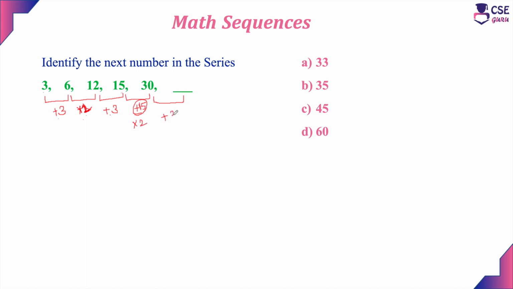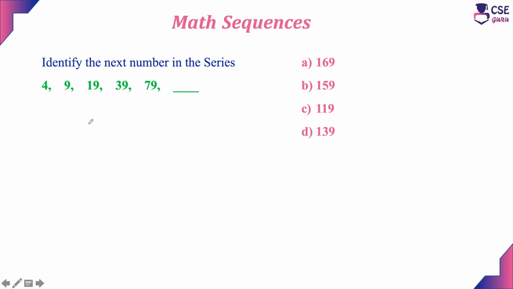Next it must be plus 3, and the next term it is into 2. Okay. So 30 plus 3, in the sense 33 we will get. So it is alternate plus 3 and multiply with 2. So the correct option here is option A, 33.